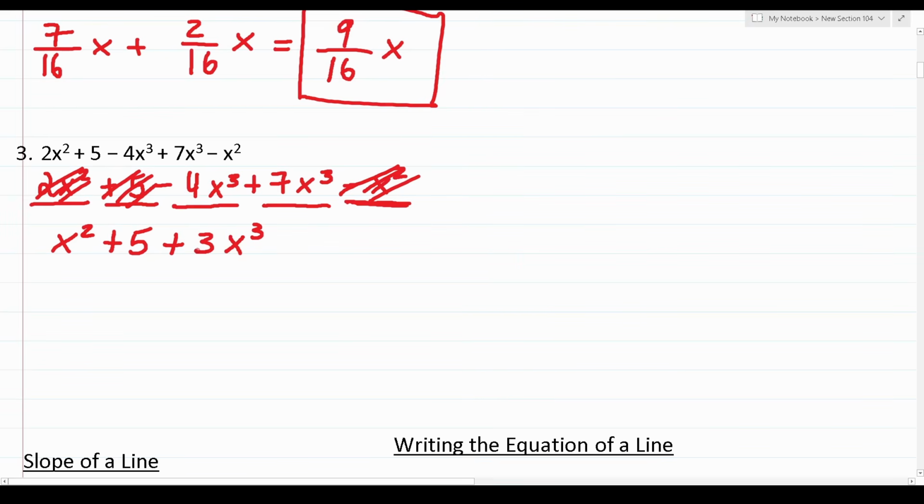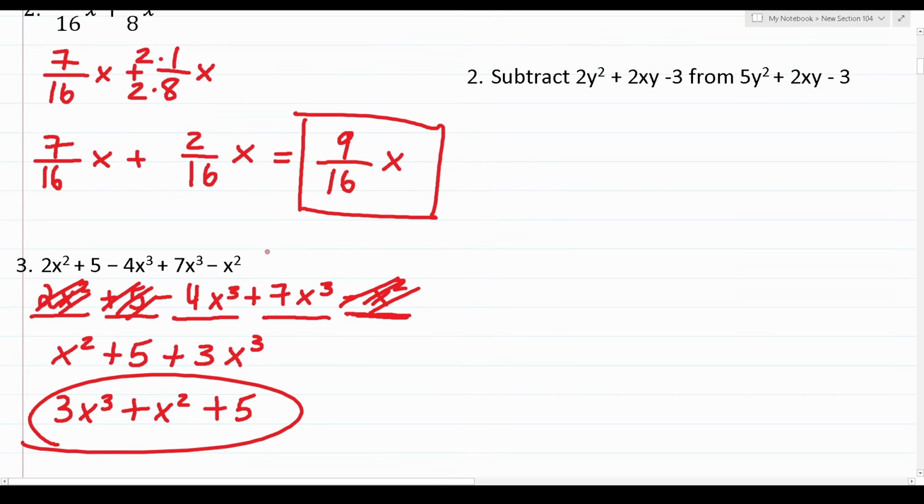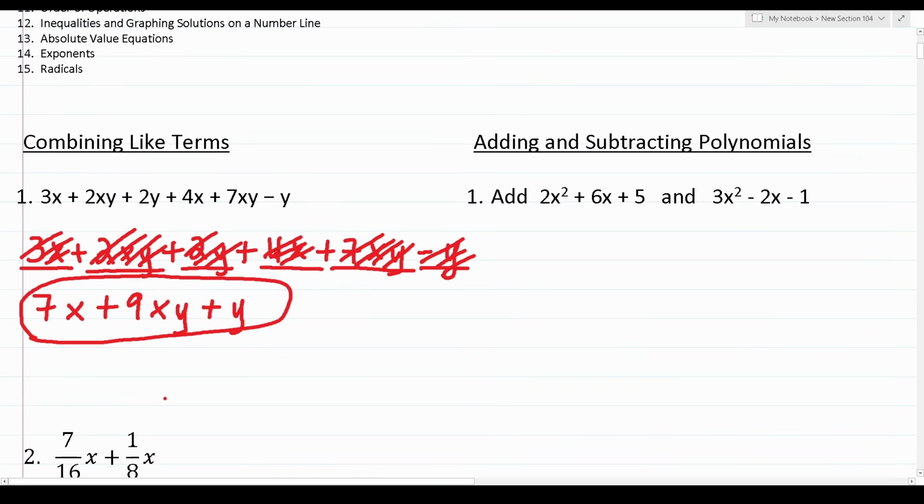Now, we aren't done in this problem because typically you write expressions such that the highest power comes first. Of course, our highest power is 3, followed by 2, and then followed by our whole number. So this is going to be written as 3x to the third plus x squared plus 5. And now we are done with that one. All right, so that's all there is to combining like terms.